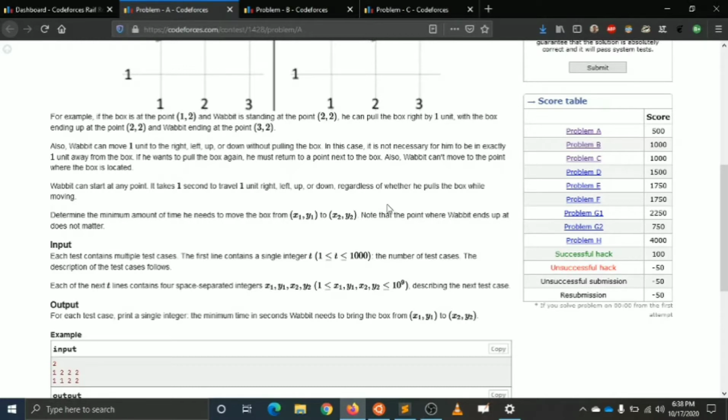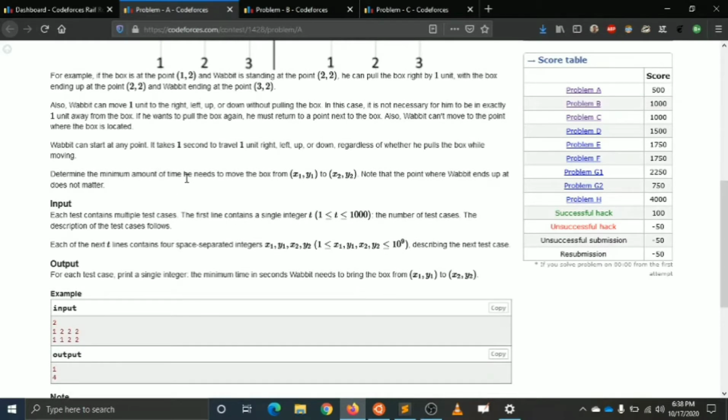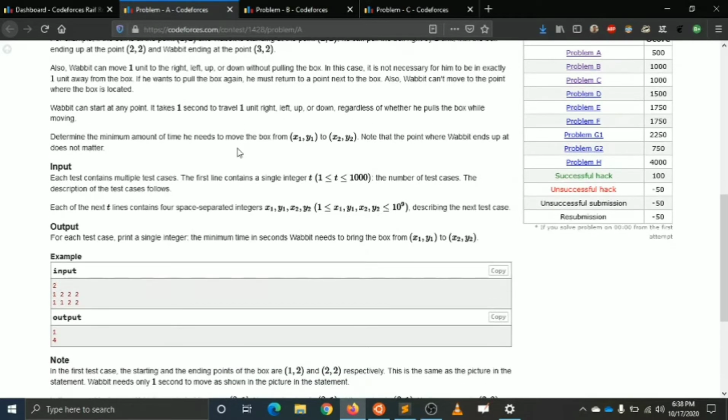So you have been given the 10 to the power 9 range, so it is very much clear that you have to do this problem in big O of 1, because there is a limit in the constraint. Hardly you can do it in log n, but you are supposed to complete it in big O of 1. So my approach in this question is very much similar. I will explain you.